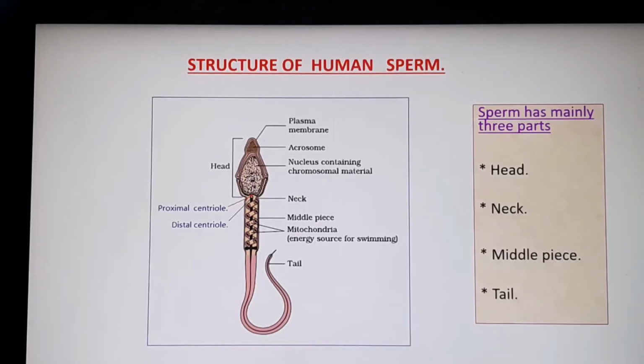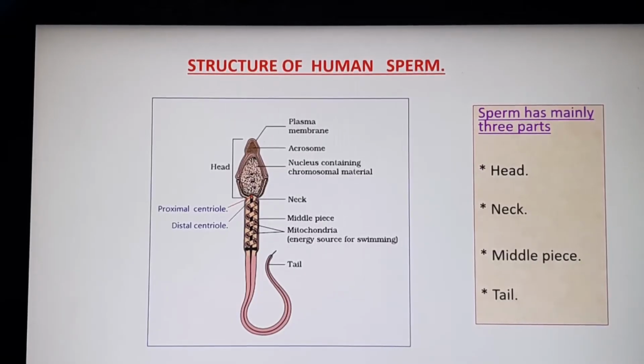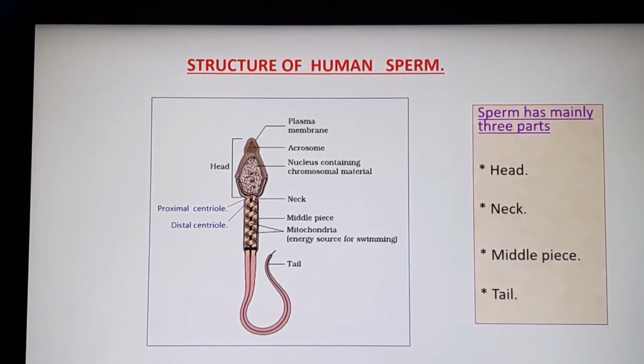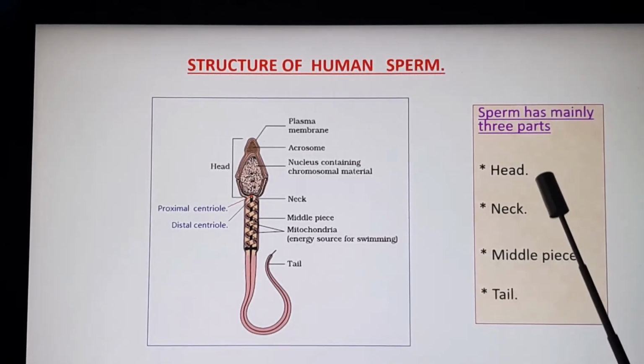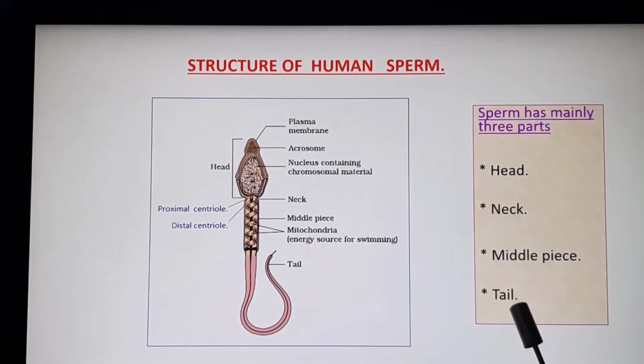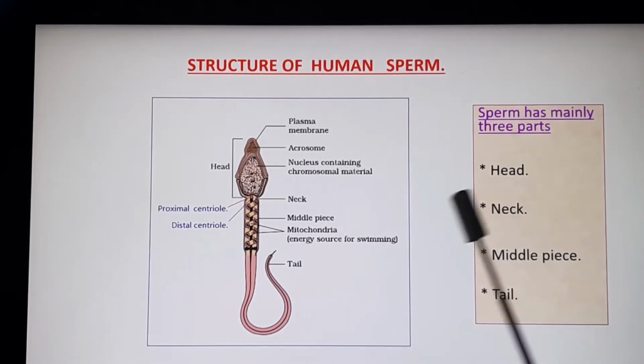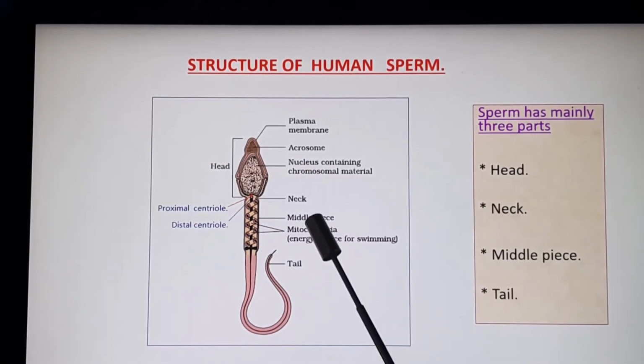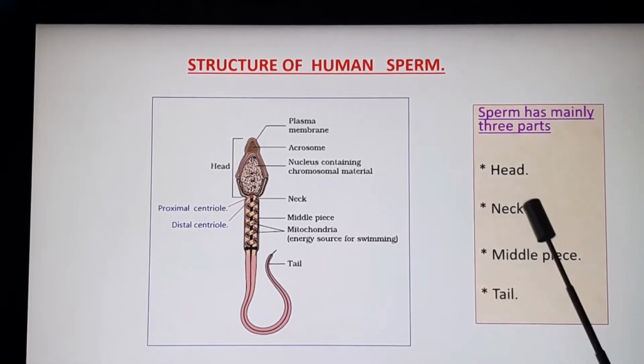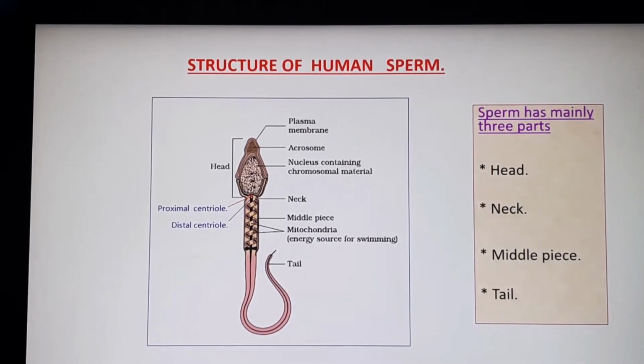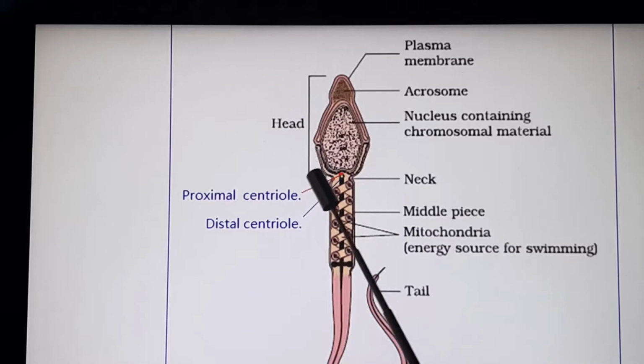Moving on to the next is the structure of human sperm or spermatozoa. The sperms have mainly three parts: head, middle piece and tail, but in some texts the neck is also considered a part, so we can say that head, neck, middle piece and tail. Now let's see the structure of sperm in a little detail.